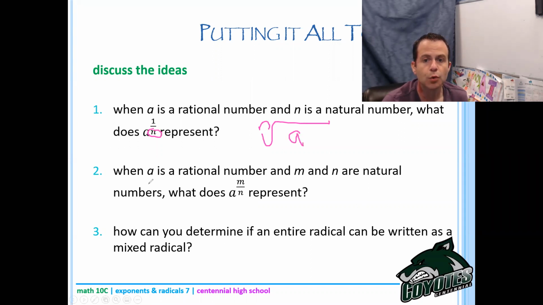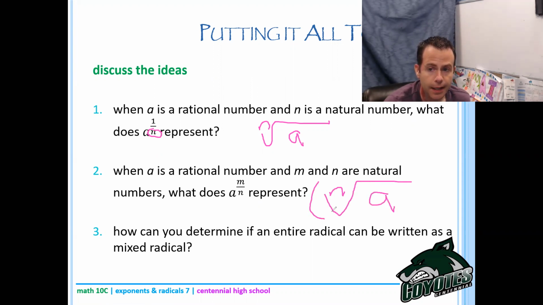Okay. When a is a rational number and m and n are natural numbers, what does a to the m over n represent? Well, again, still the denominator becomes the root index. So we're looking at the nth root of a. But then I want you to understand that that's all to the m, because the numerator of your fractional exponent just becomes an overall exponent, okay?